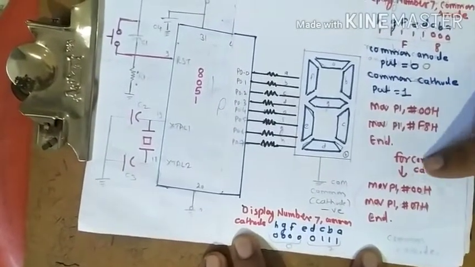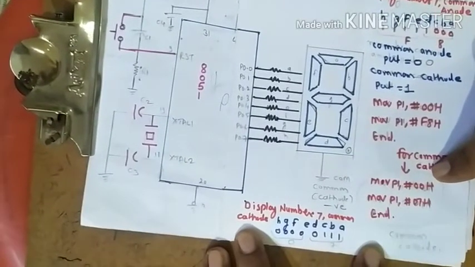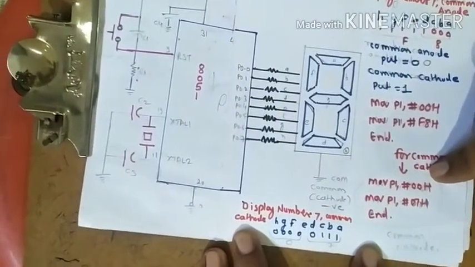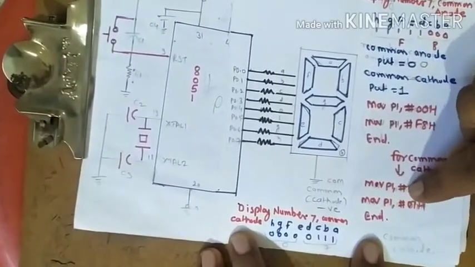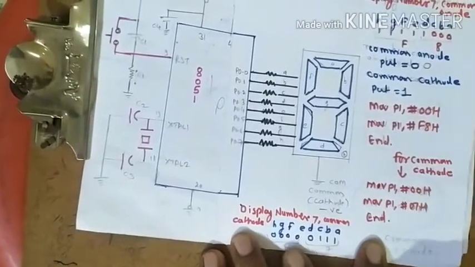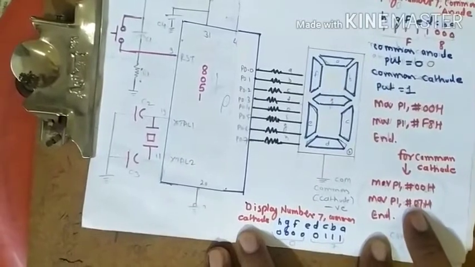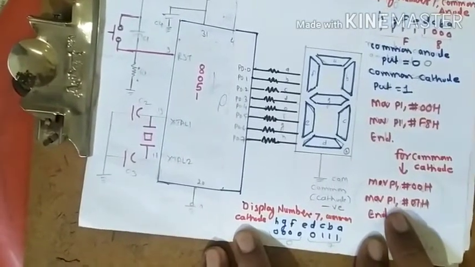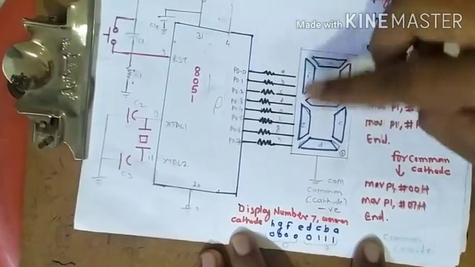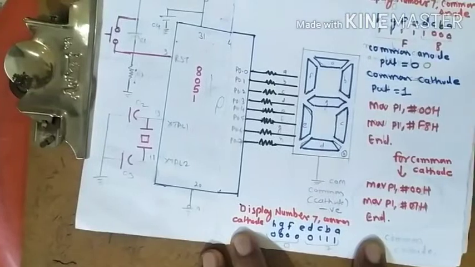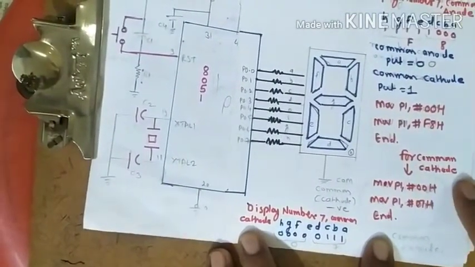So we write the code again: MOV P1, #00H. It resets all pins of the port to 00. After that we write MOV P1, #07H, because we produced the hex code 07H. So we are sending 07H to port P1. So A, B, C will be on, and all remaining LEDs are in off condition. So it shows 7 in common cathode mode.